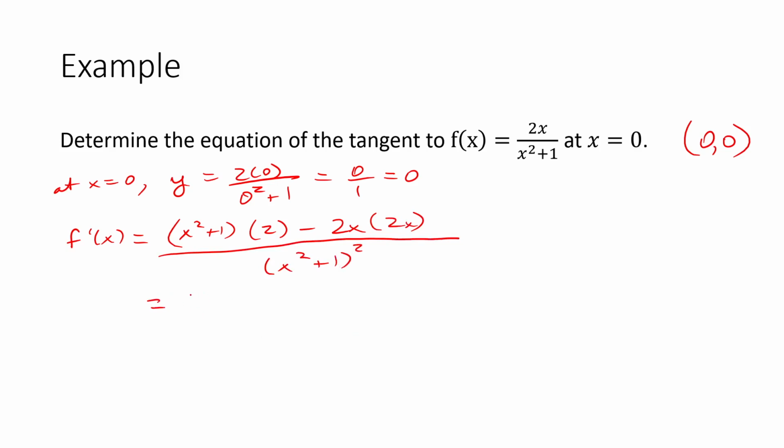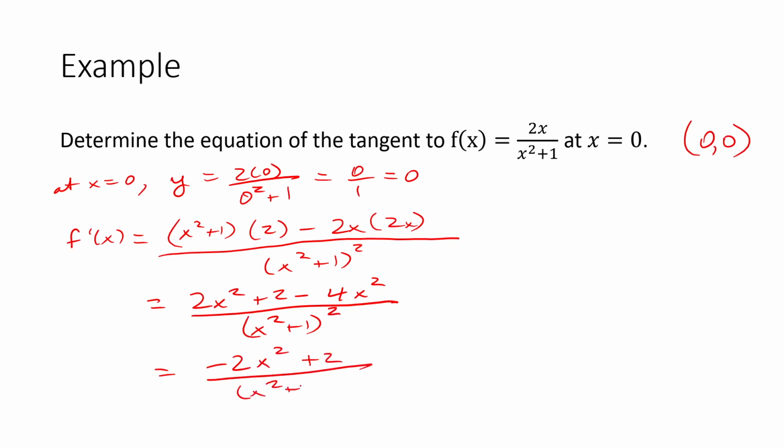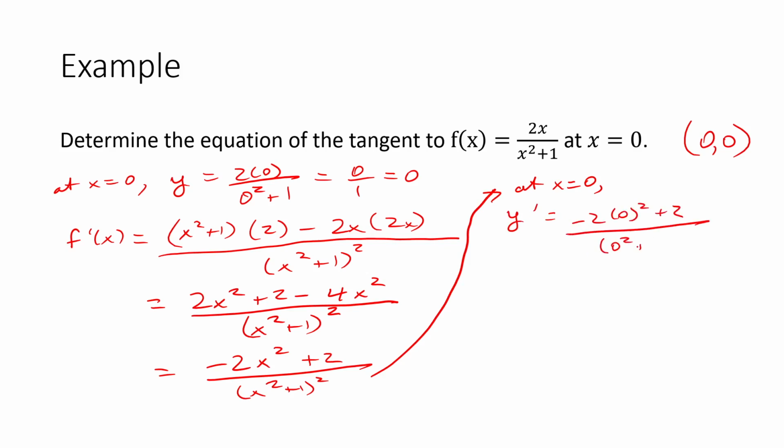Okay, so that is 2x squared plus 2 minus 4x squared all over x squared plus 1 quantity squared. And it doesn't take long to simplify that, so we'll just call it negative 2x squared plus 2 all over x squared plus 1 quantity squared. Now, at an x value of 0, we see that y prime will be negative 2 times 0 squared plus 2 all over 0 squared plus 1 quantity squared. That's going to be 2 over 1 squared, which is 2.